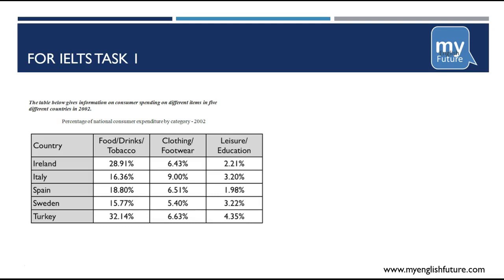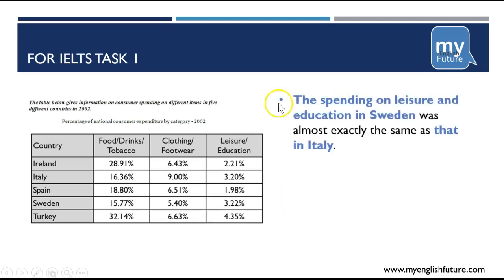Now, just before I finish, let me stress to you, this is super important in IELTS and will help you get a better score, especially when you are comparing. Look at this table from a real IELTS test. The spending on leisure and education in Sweden, so we're looking at this column, and we have a noun phrase. But it's a very long noun phrase. We don't want to repeat all of the words, so we just use the pronoun that.